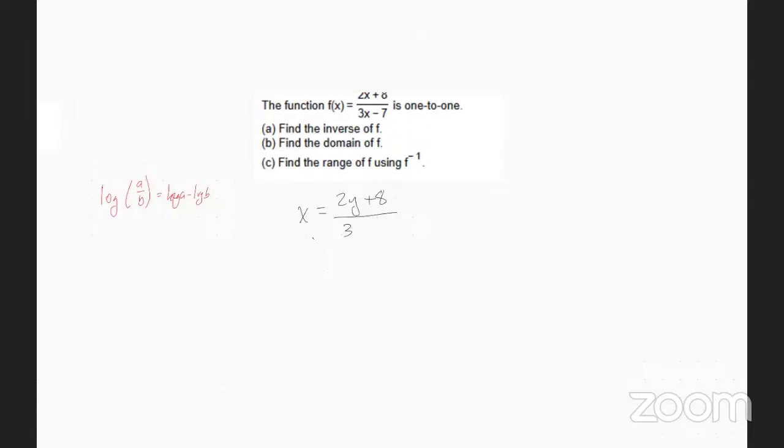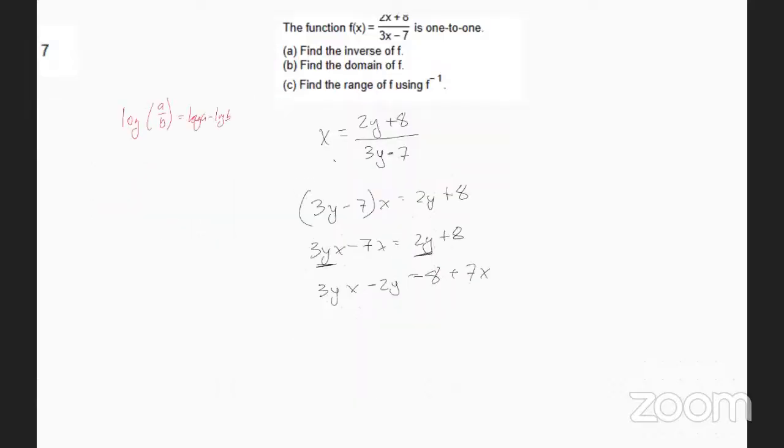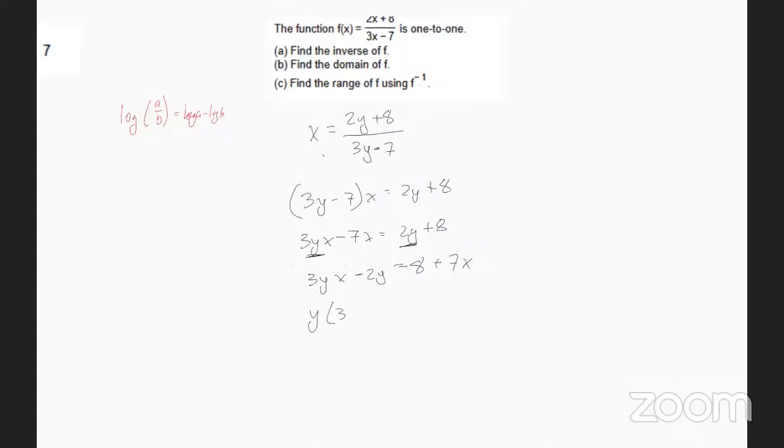So to solve for my new y, I'm going to multiply this over. I'm going to distribute the x in. Now I'm going to put the two y terms together, so let's put them on the left side. Subtract the y, and I'm going to move the x term to the right side. So that'd be 8 plus 7x. Get what I'm doing? And now I'm going to factor out the y, right? And then divide.